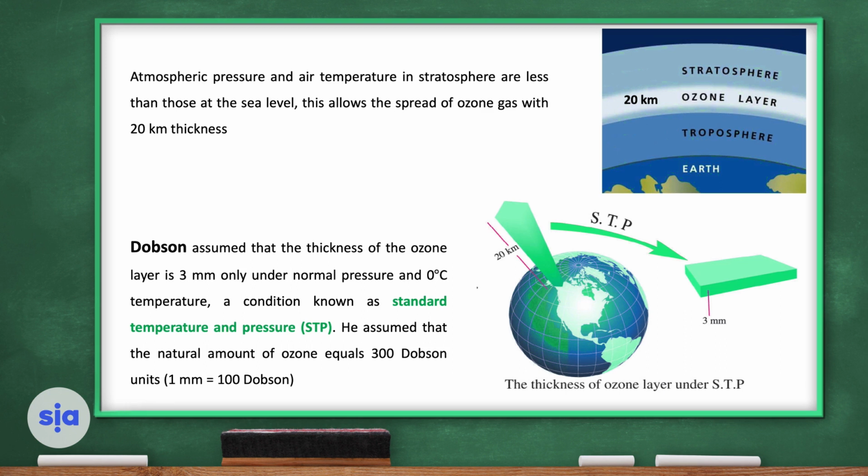What is the Dobson? Dobson is a scientist who assumed that the thickness of the ozone layer is 3 millimeter only under normal pressure and 0 degree Celsius temperature, a condition known as standard temperature and pressure. He assumed that the natural amount of ozone equals 300 Dobson and the 1 millimeter equal 100 Dobson. So 300 Dobson equals to 3 millimeter.